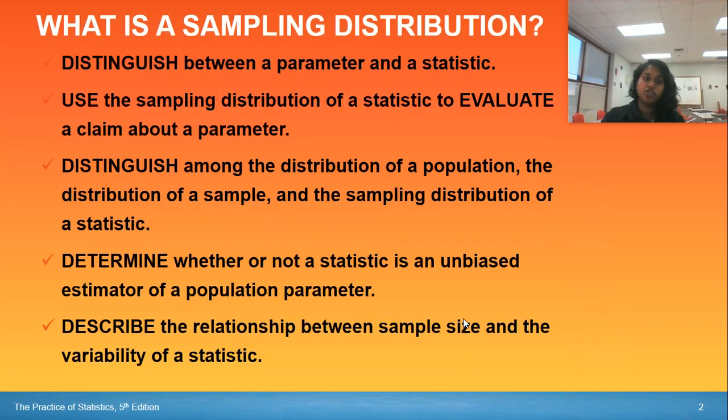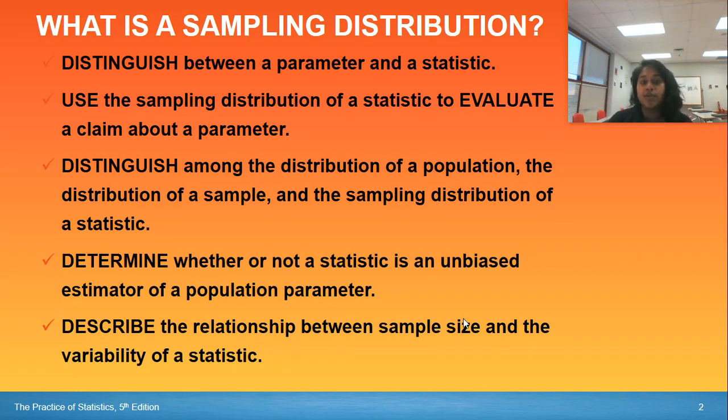their basic information. By the end of this video, or by the end of the in-class lesson, hopefully you can distinguish between what a parameter and a statistic is. You can use the sampling distribution of a statistic to evaluate a claim about parameters. You can distinguish among the distribution of the population, the distribution of a sample, and the sampling distribution of statistics. Those are three unique things you need to know, kind of a comparison and contrast.